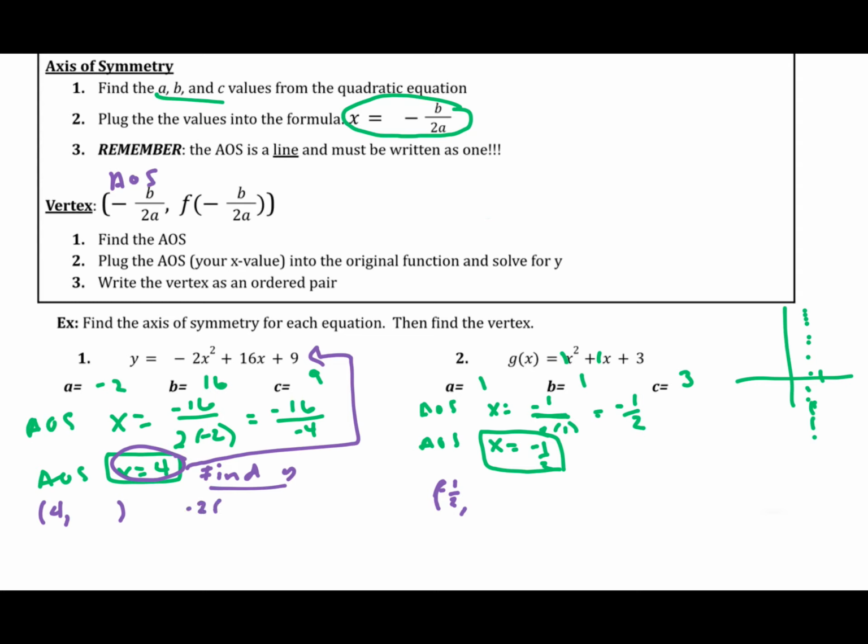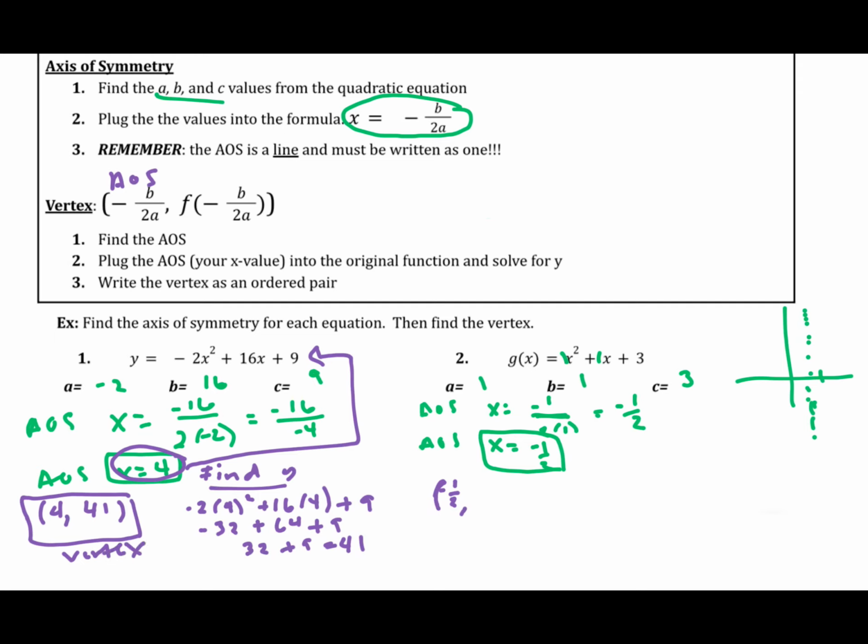So we're going to find y so that we can finalize our vertex. -2 times x, and in this case, the x value of our vertex is 4. So -2 times 4 squared plus 16 times 4 plus 9. 4 squared is 16. 16 times -2 is -32. 16 times 4 is 64, plus 9. 64 and -32 is 32, plus 9 gives us 41. So the y value of our vertex is 41. This right here is our vertex.